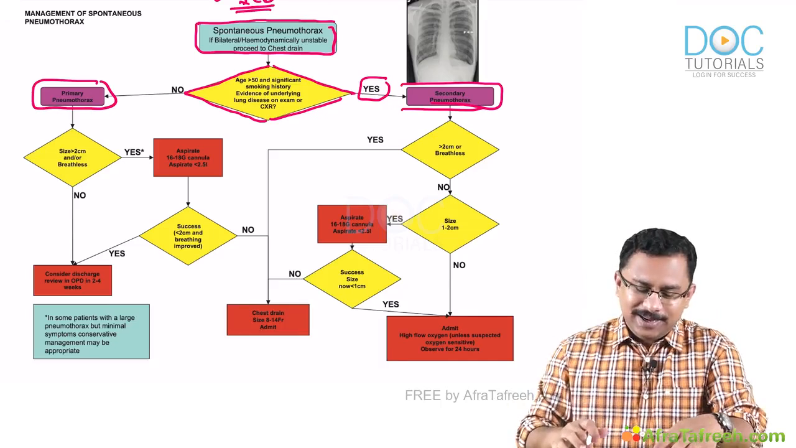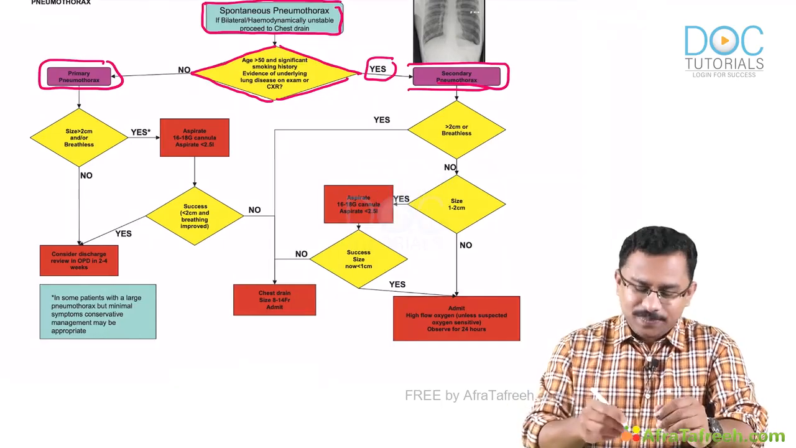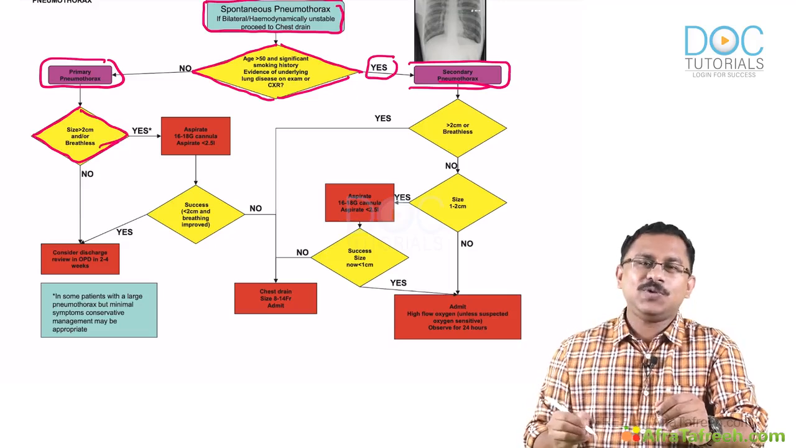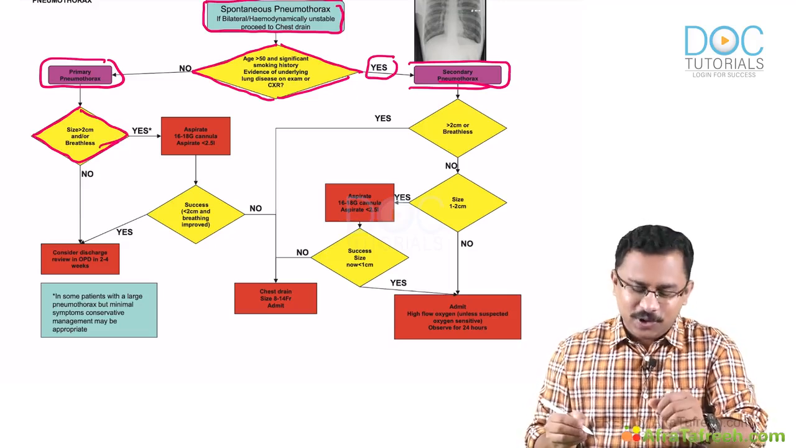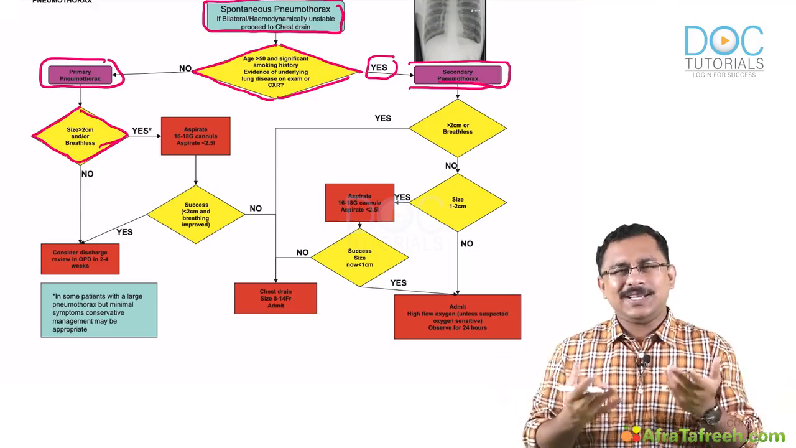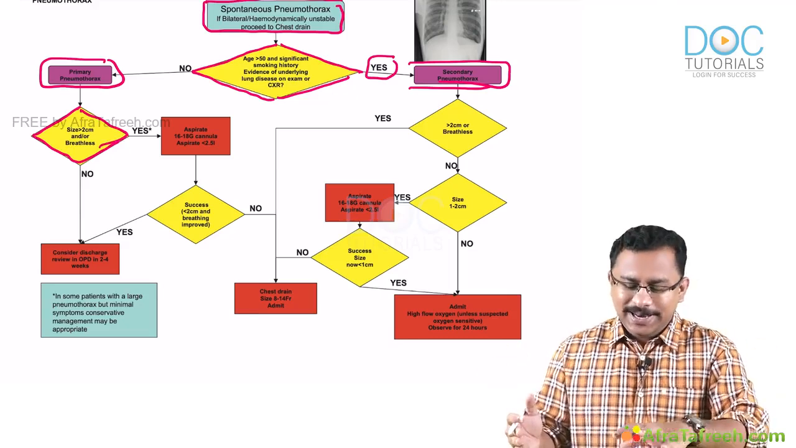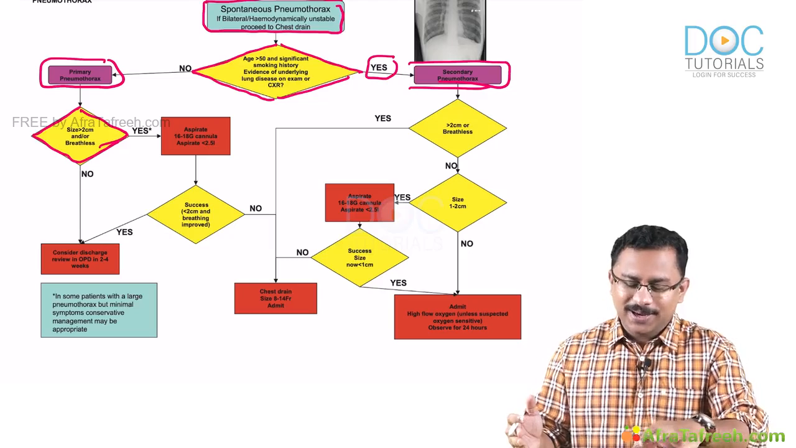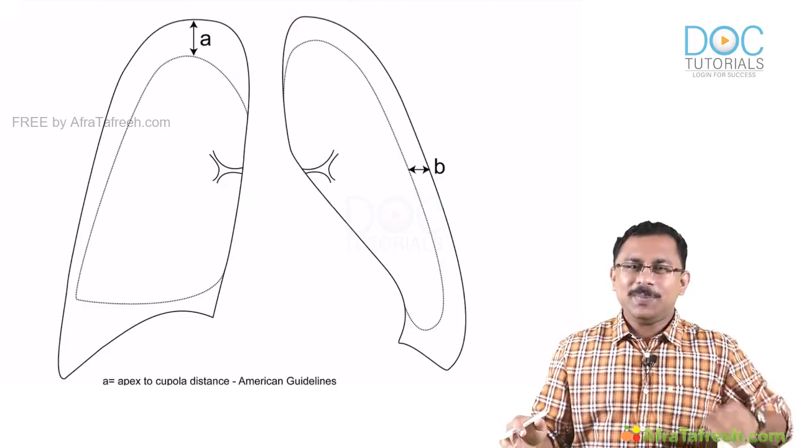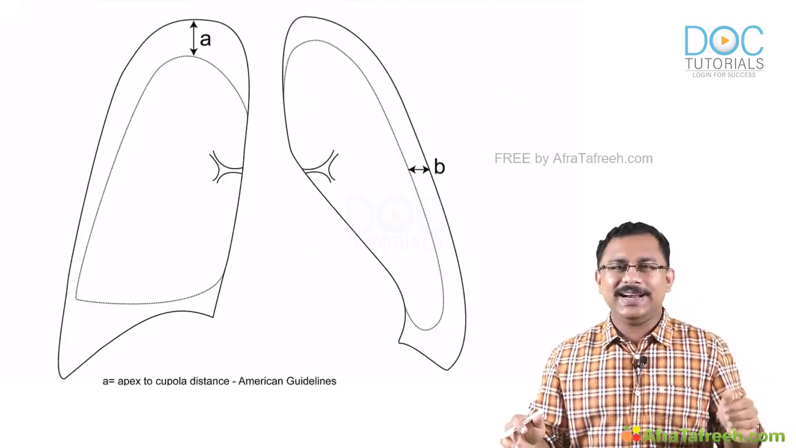Now, if it is a primary pneumothorax, you first look at whether the size of the pneumothorax is more than 2 centimeter or not. What does this size of more than 2 centimeter mean? I shall tell you. When you want to measure the size of a pneumothorax, remember currently we are discussing the BTS guidelines.